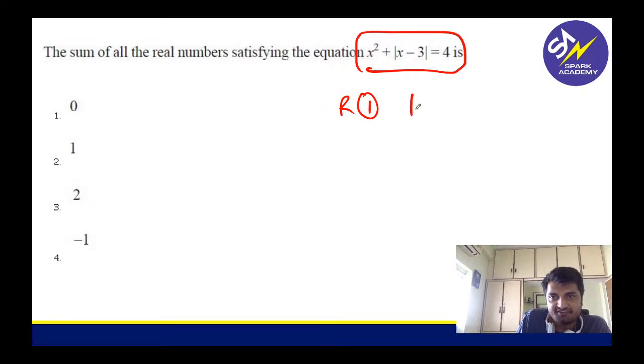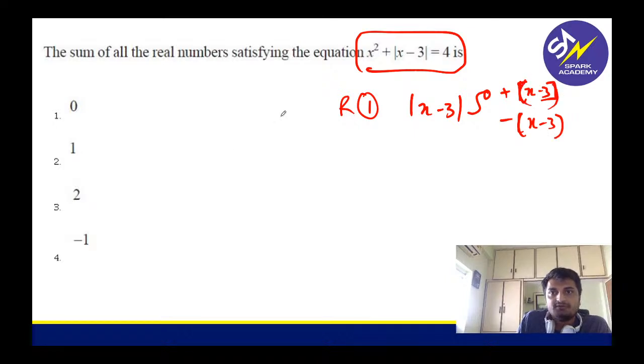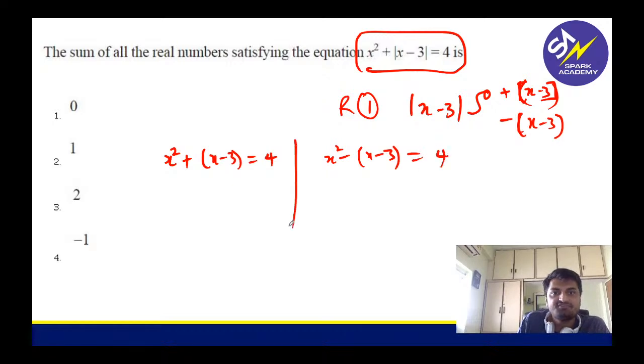Because mod (x minus 3), I can write in 2 cases. Either I can write it as plus of (x minus 3), or I can write it as minus of (x minus 3). So I'll get 2 cases: x square plus x minus 3 equal to 4, and x square minus x minus 3 equal to 4. 2 cases, find the roots, quadratic.